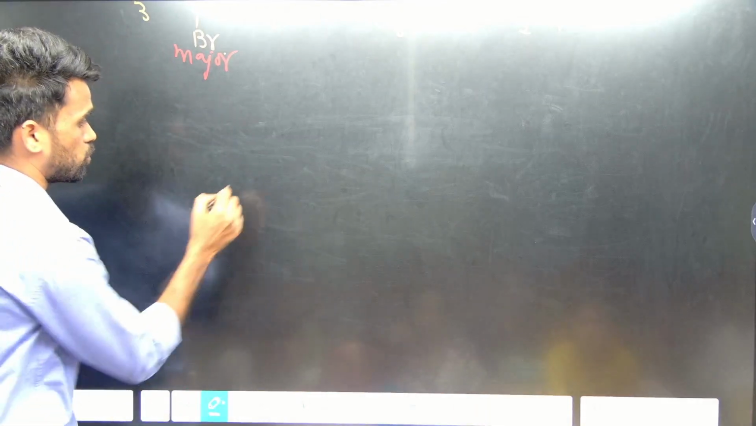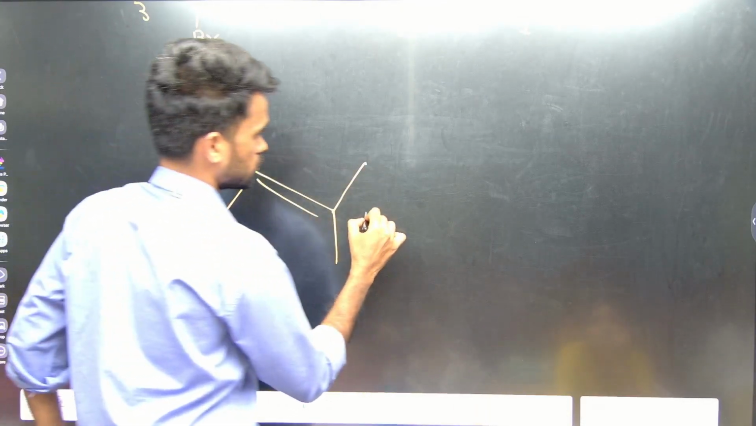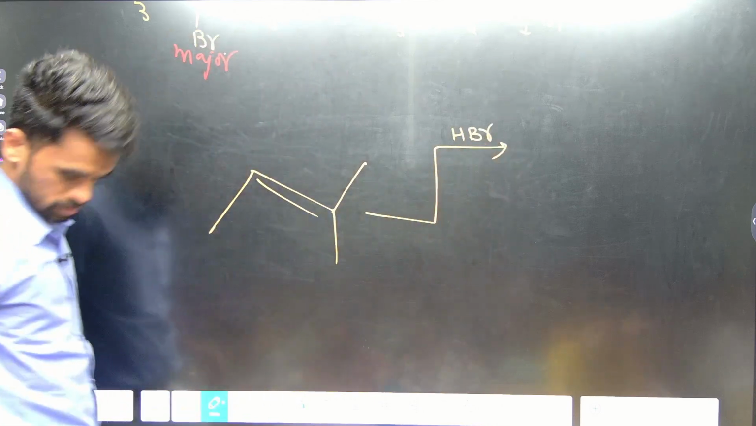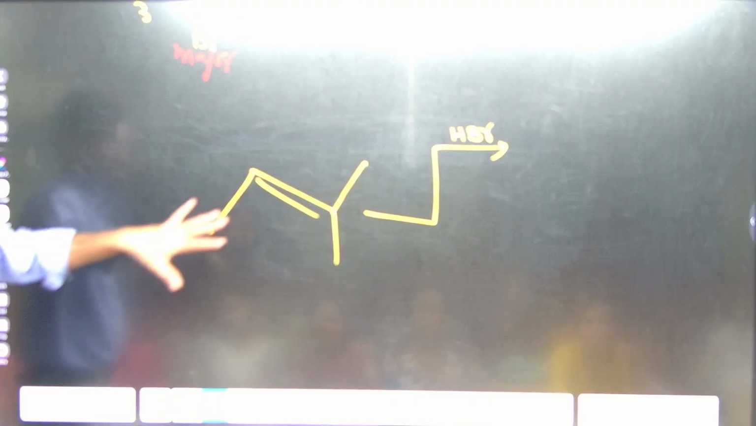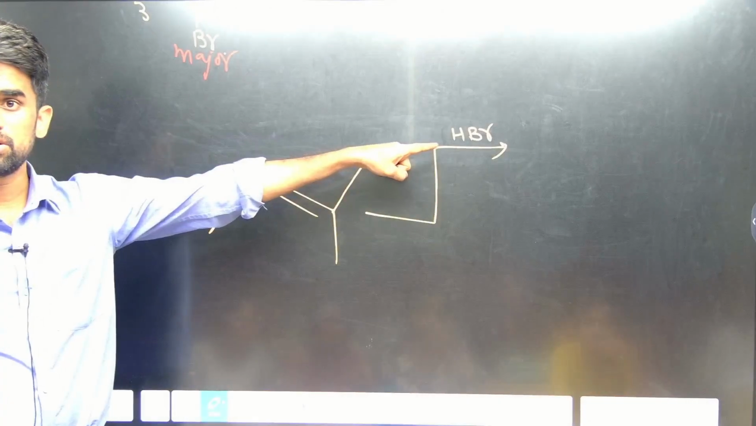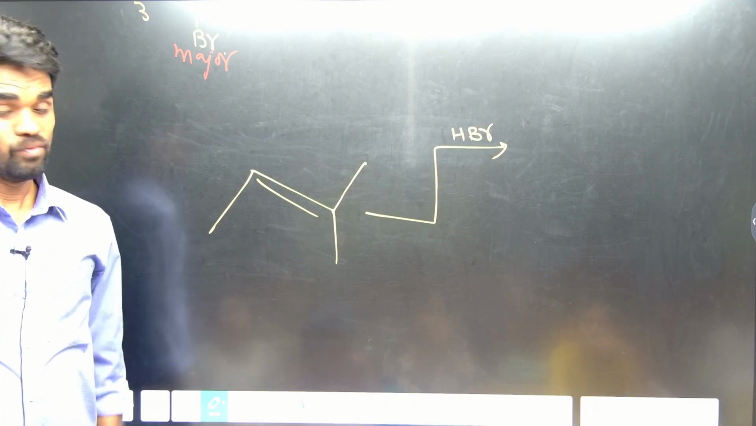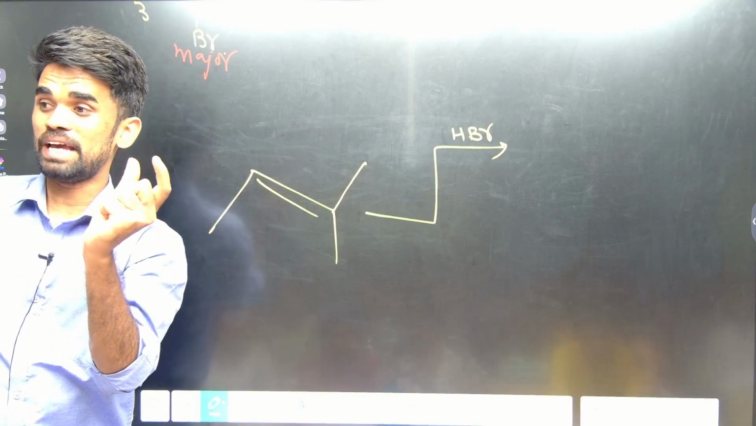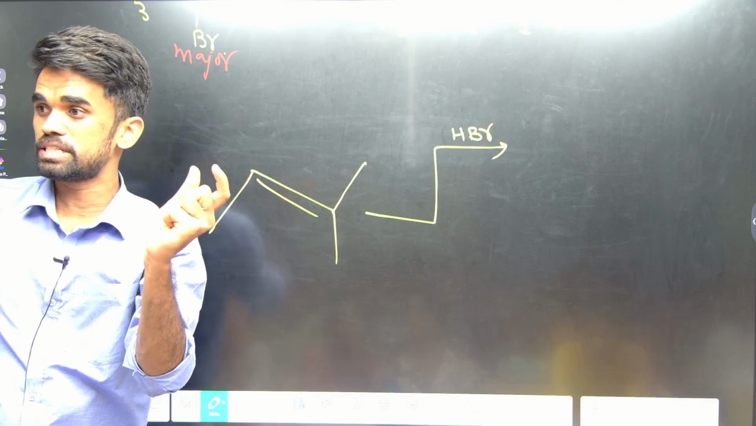You need to tell me the product. Tell me what is the final product fast. Is it symmetrical or unsymmetrical? Unsymmetrical. I am adding HBr. So what? Tell me. Once again repeat the statement. The negative part of the adding molecule goes to the least number of hydrogens containing carbon.